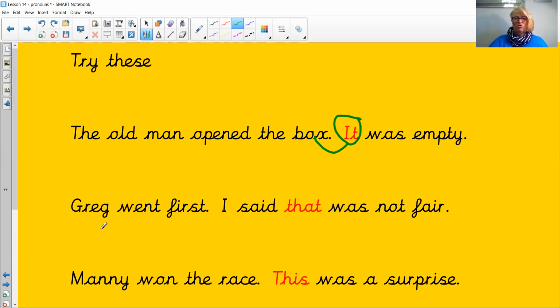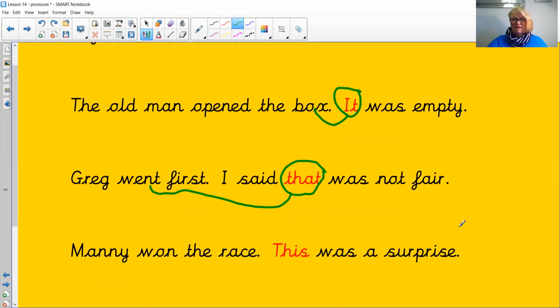Let's have a look at the next example. Greg went first. I said that was not fair. What's he referring to then? What's that pronoun being used for? It's the fact that he went first, isn't it? The going first was that.